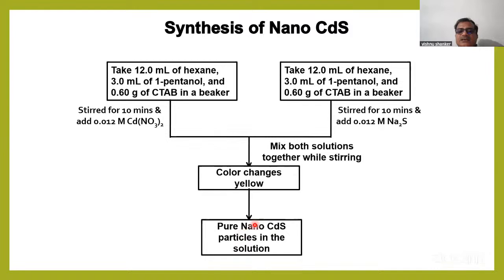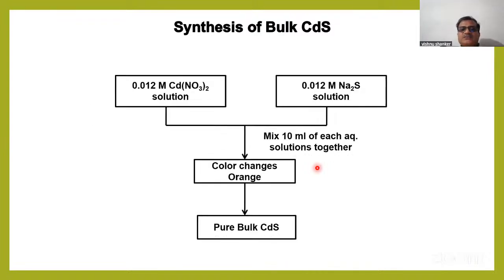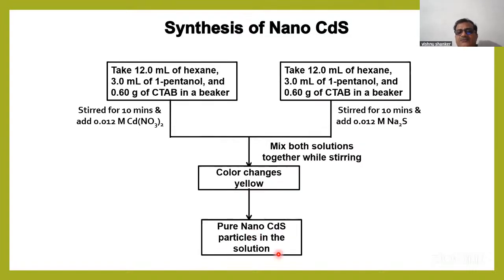As you see here, with this method you can synthesize the nanomaterial. The process is very simple, and you can compare it with synthesis by a simple method. You just take the cadmium precursor and the sulfur precursor, and make an aqueous solution of both. When you mix that, you will find that the particle it forms is a bulk particle, whereas in the previous case it forms nano.